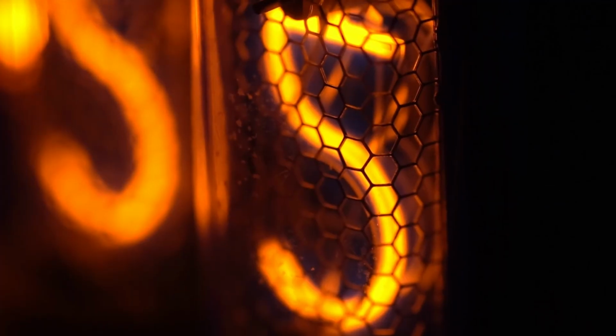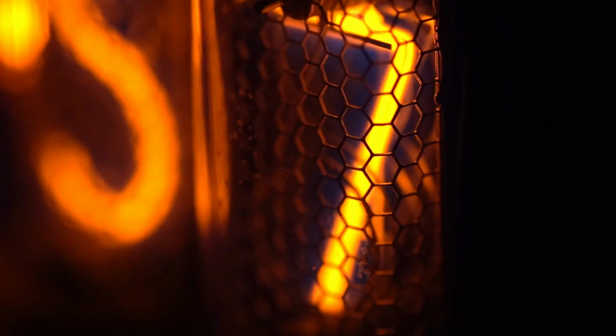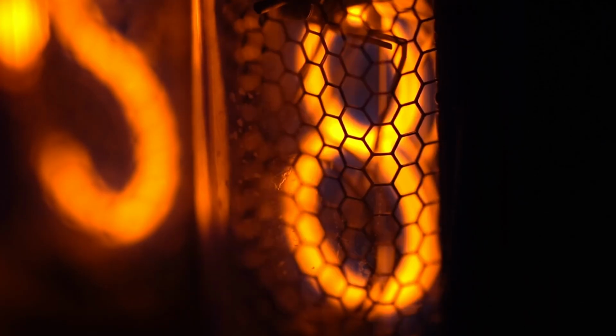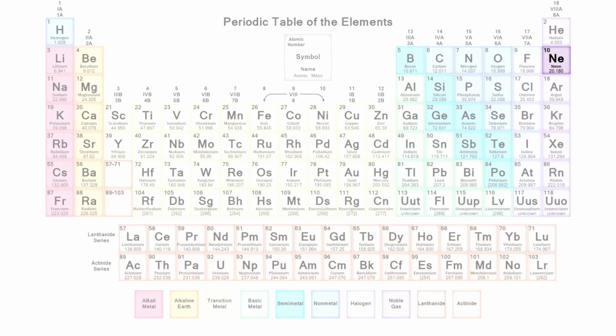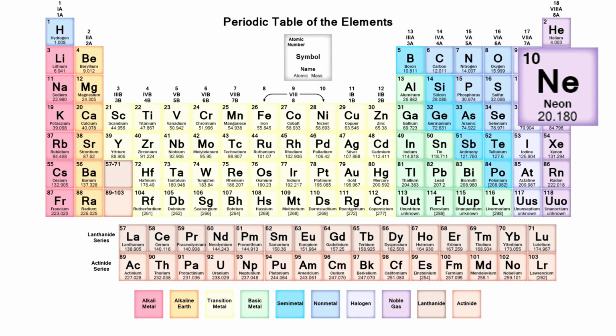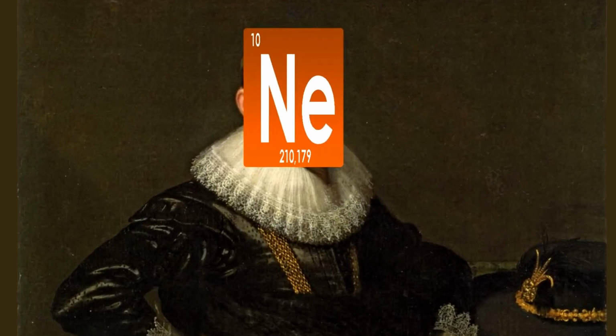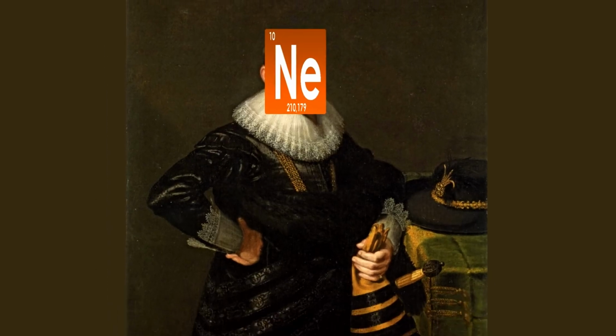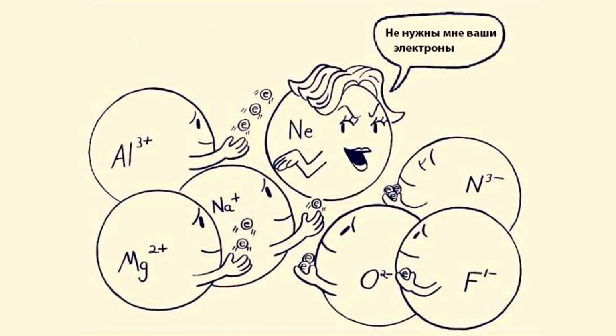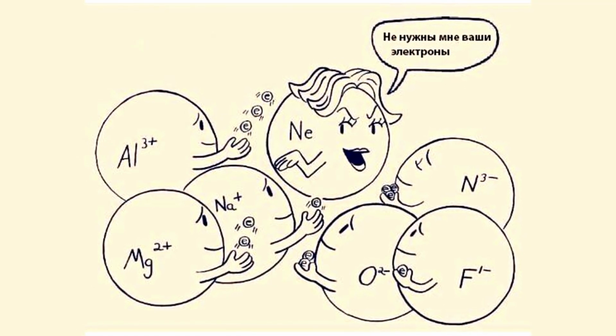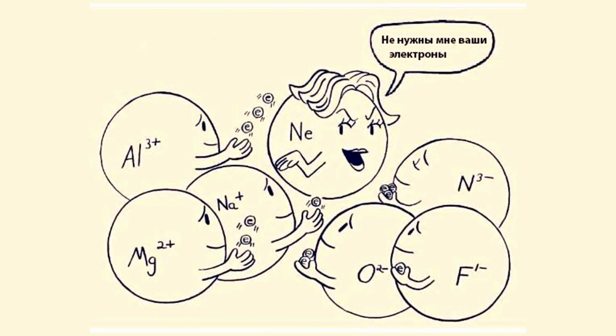Hello everyone, today I'll tell you about such an element as neon. Neon is a noble gas that is located in the 8th group of the periodic table of chemical elements, below helium. This gas is called noble because it practically doesn't react with any substances, which means it does not give or attach electrons.